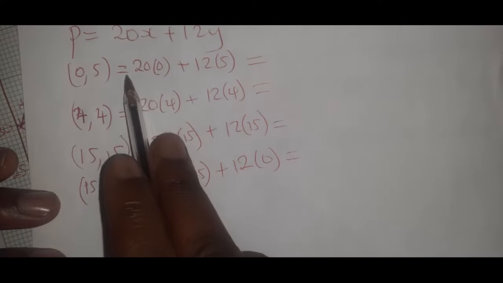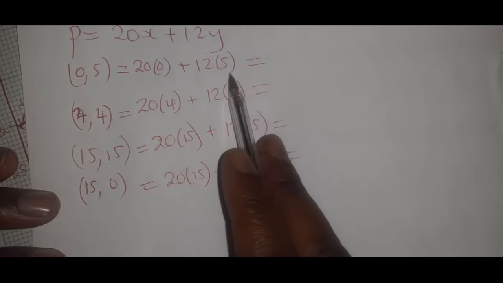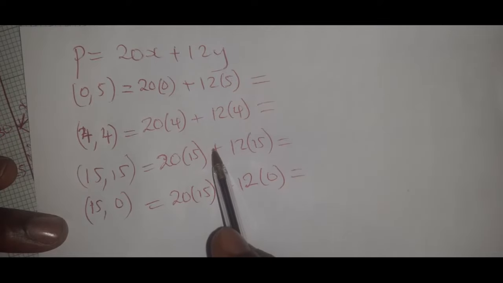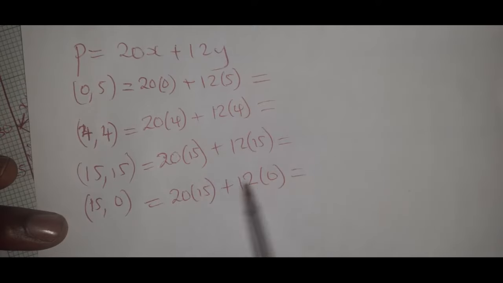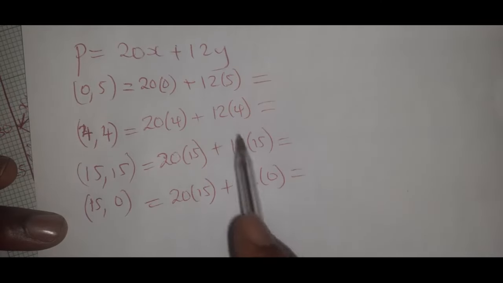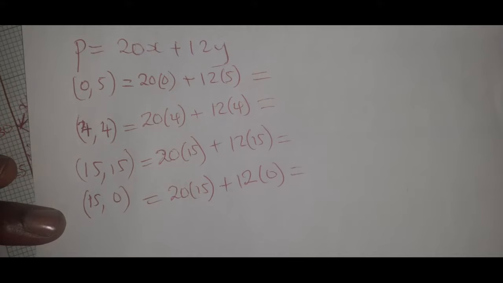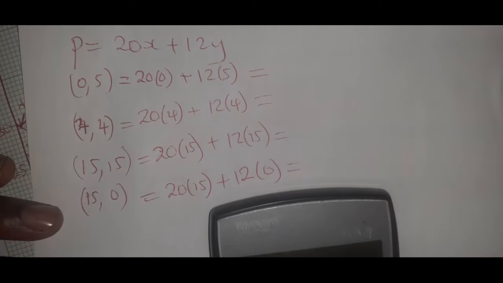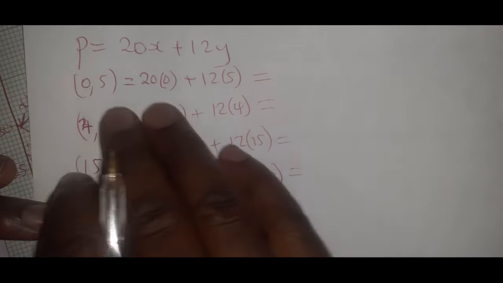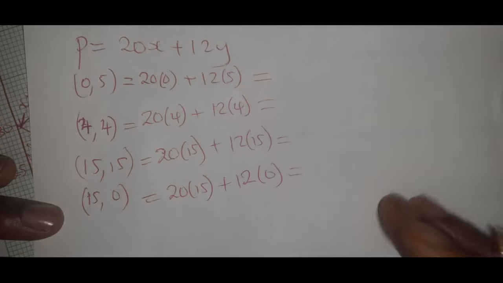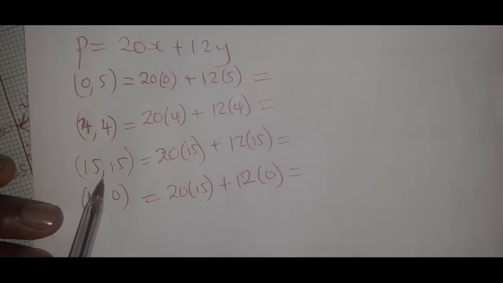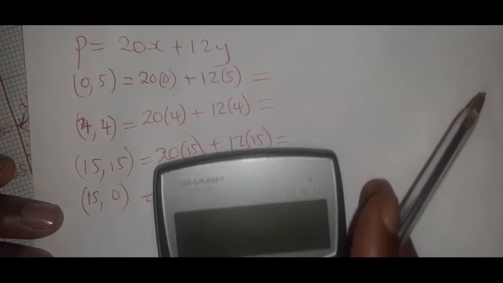So what we need to do now is to work out each one of these. You're just punching these figures on the calculator, okay? Then the one that is going to give you the highest amount. In this case it's easier to tell, so we don't even need to go through the whole process. But under normal circumstances, you just work out each one of them. But in this case, it's easier to tell that we're going to get the highest amount from this combination here.